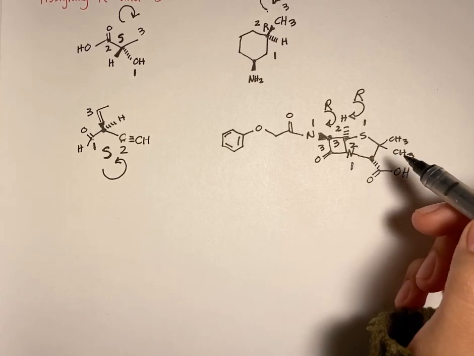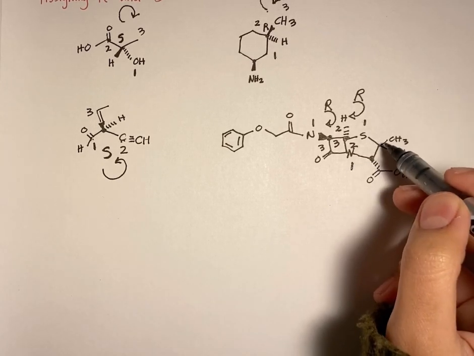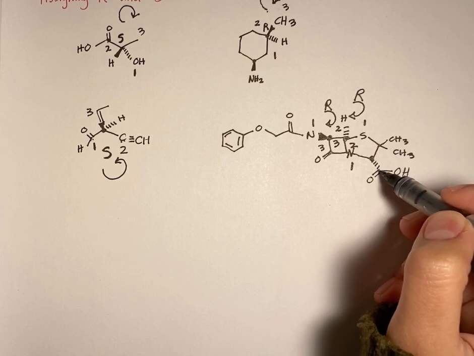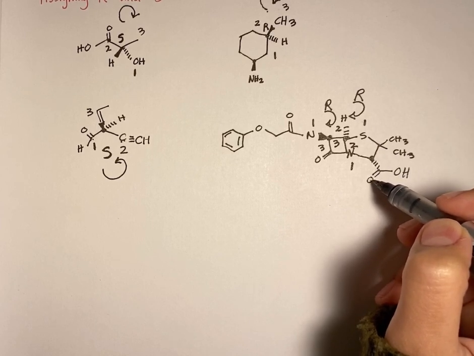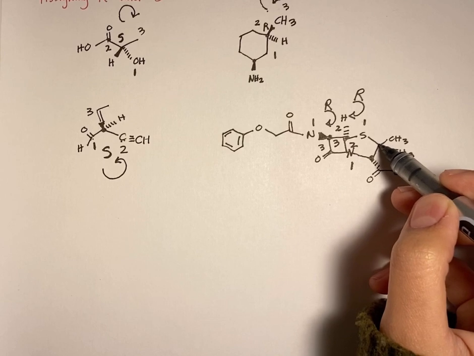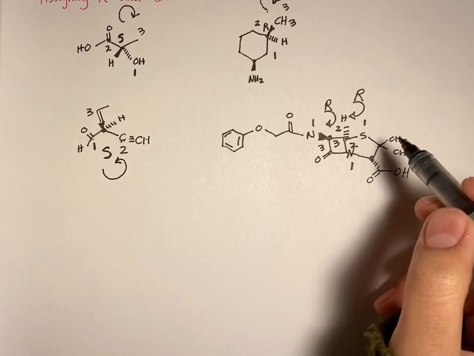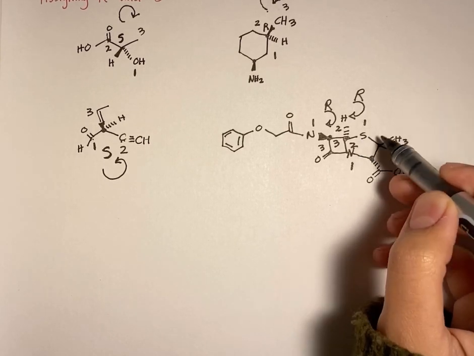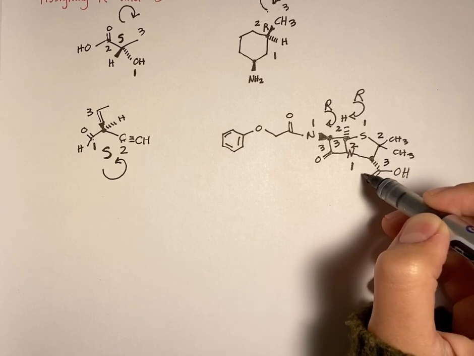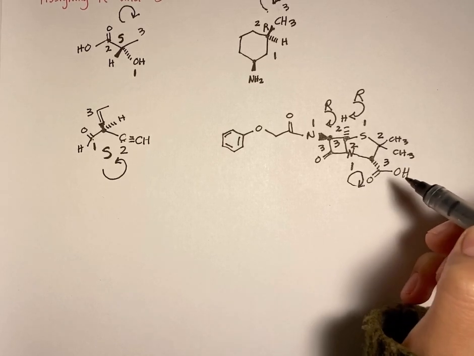Nitrogen gets the first priority. Then comparing these two carbons, we have carbon double bonded to oxygen. Here we have carbon attached to sulfur. Once again, sulfur gets the first priority. So 1, 2, 3. Looks like this.